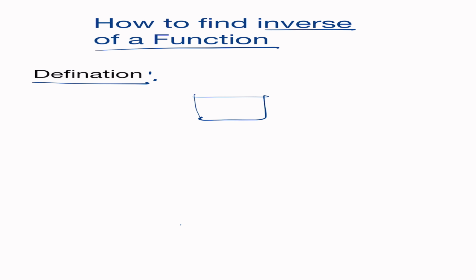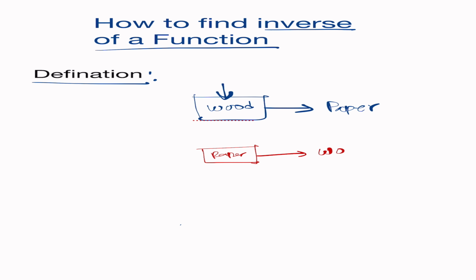Let's say you put an input here. Let's say you put wood, and it gives you paper. Now, you want to have a magical machine where you put the paper here and you get back your wood. So this machine is the inverse of this machine.